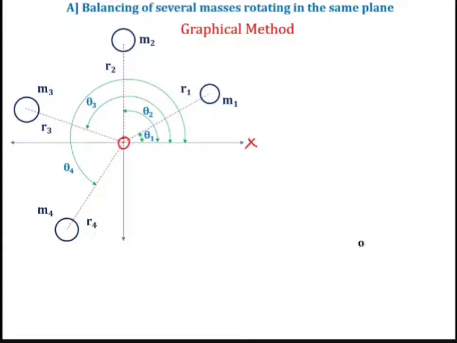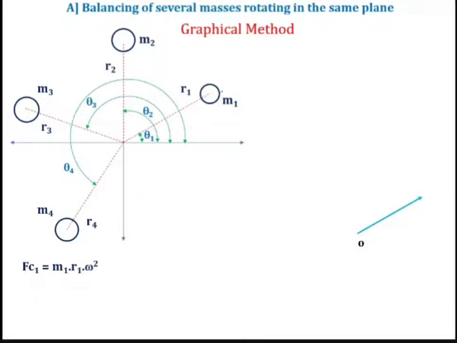Now what is the next step? You have to calculate the centrifugal force. But before you calculate the centrifugal force, first of all, locate this point O on the paper. Just mark the point O. This is the first step. Once you mark the point O, then calculate this Fc1.